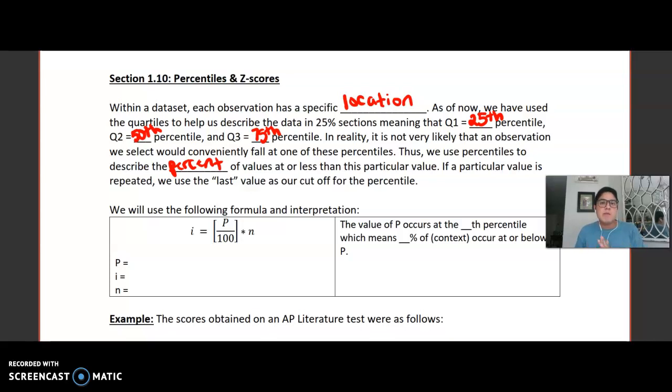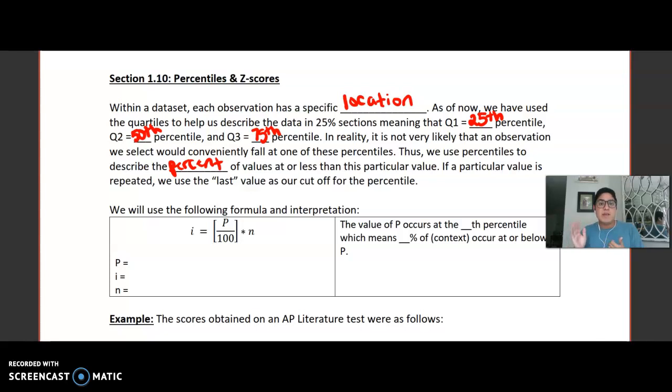Alrighty, so now let's talk about percentiles and z-scores. And this is actually going to build off of the ideas that we had in the first half of the unit. Specifically, within each data set, each observation has a specific location. As of now, we use the quartiles to help us describe the data in these 25% sections, meaning that Q1 is the 25th percentile, Q2 is the 50th percentile, and Q3 is the 75th percentile.